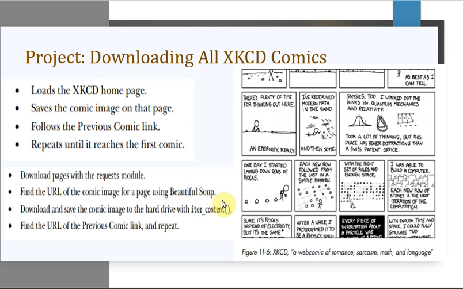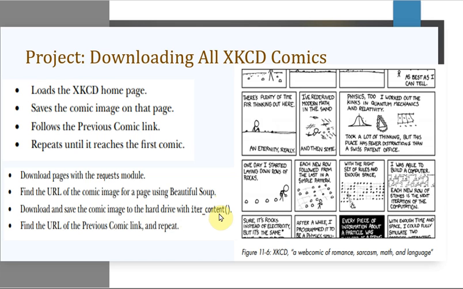And the next thing, find the URL of the comic image for a page using Beautiful Soup. Again, about the Beautiful Soup module we have already seen: the requests module is going to download the complete content from the URL you specify, whereas with Beautiful Soup, from that entire HTML, if you want particular information, the Beautiful Soup module allows us to extract that information.